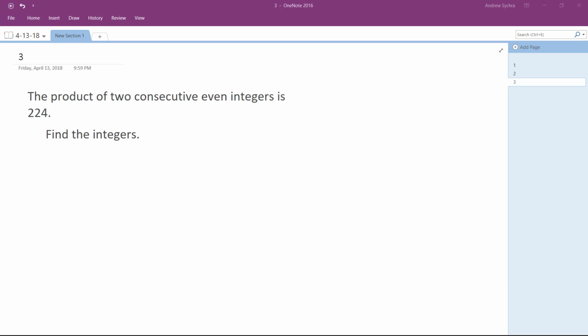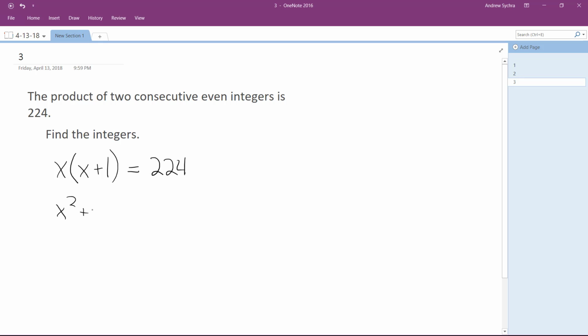So we want to find the product of two consecutive even integers is 224. We want to find what those integers are. So it's going to be one number and then whatever that number is plus one. So it's going to be x. So the product. So product means multiplication. So x plus one, and we'll get 224.